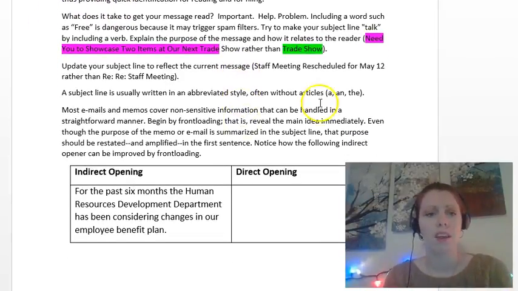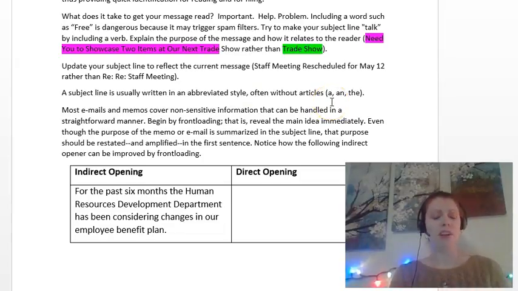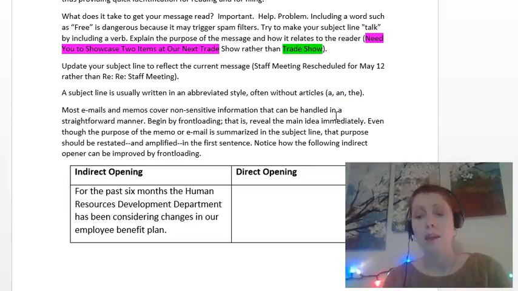Okay. So update your subject line to reflect a current message, like staff meeting rescheduled for May 12th, rather than regarding the staff meeting. Oh my gosh. People will be like, dude, I'm going. Who cares? It matters that it got rescheduled, so tell them that in the subject line. Now, a subject line is usually written in an abbreviated style, often without the articles. So this is nice. You get to omit those articles.